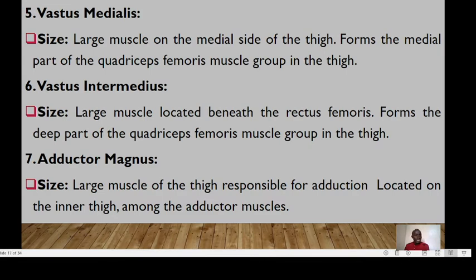We have the vastus medialis. These are large muscles in the medial aspect of the thigh. It forms the medial aspect part of the quadriceps femoris muscle group in the thigh. Vastus intermedius is a large muscle located beneath the rectus femoris. Forms part of the quadriceps muscles in the thigh. We have adductor magnus. Adductor magnus is a large muscle of the thigh responsible for adduction. Okay, located in the inner thigh among the adductor muscles.